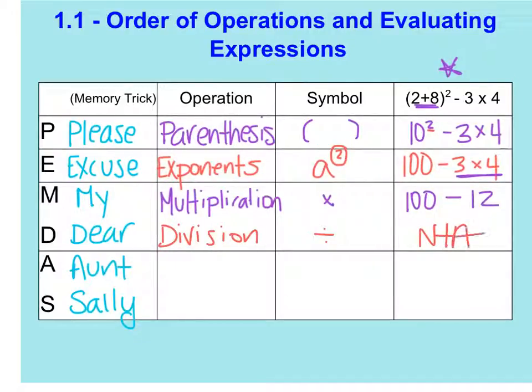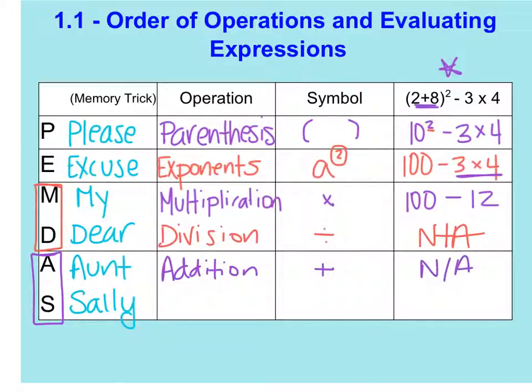It's not applicable. And remember, these M and D, multiplication and division, are interchangeable. Likewise, A and S are interchangeable, and I'm assuming you know what they stand for. A, Aunt, or addition, which is plus. There is no addition, so we don't have to worry about it. And S is subtraction, which is just a minus sign. And we do have subtraction, and 100 minus 12 is 88, which would be our final answer.